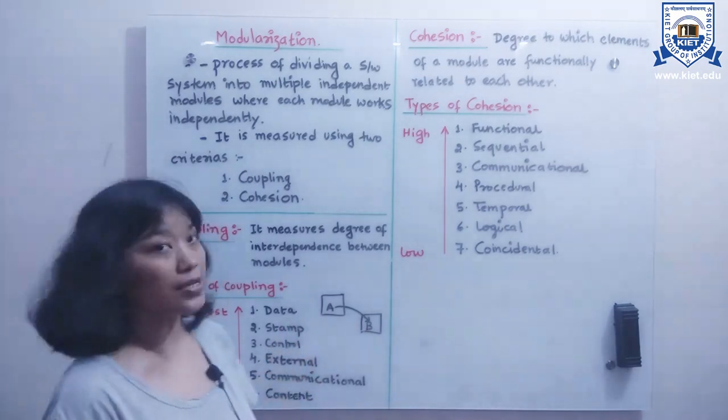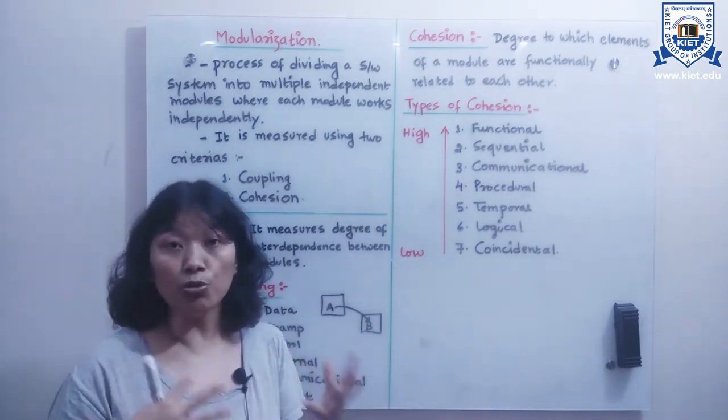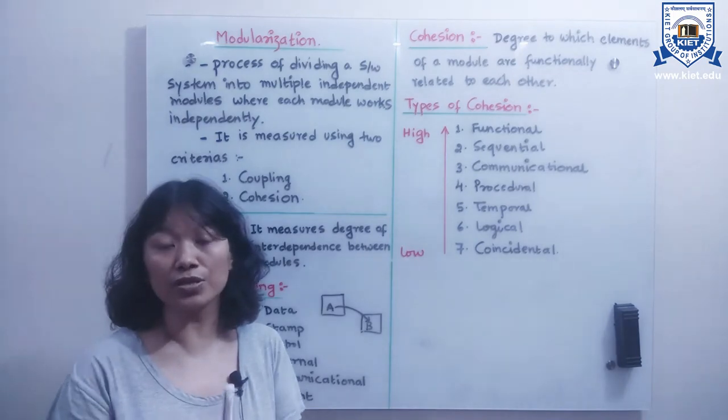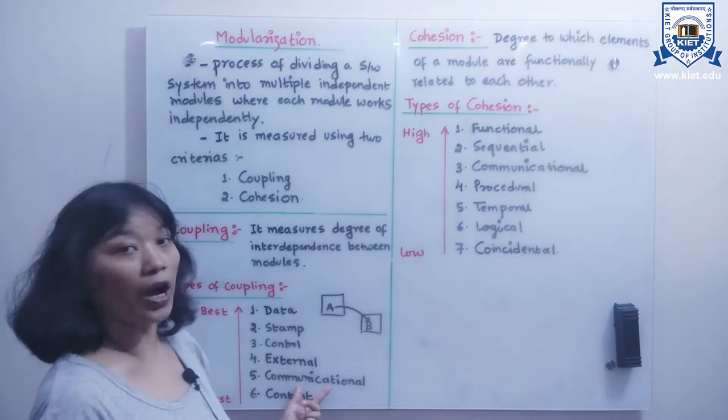Next, the fifth one is communicational coupling. When two modules are using common shared global data, then such kind of coupling is communicational coupling.